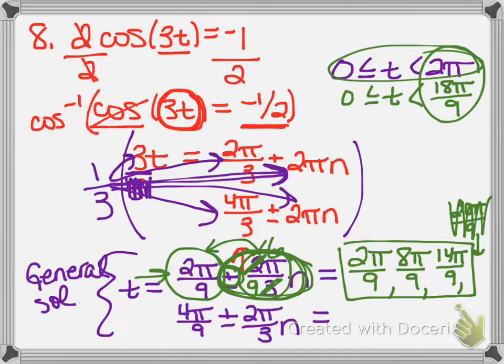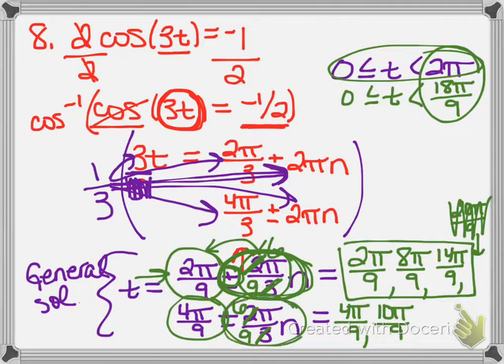And now we do the same thing with the second general solution. We're going to turn this into 6 pi ninths, so we can keep adding it and keep adding it. Our first answer is 4 pi ninths. Add this, and our next answer would be 10 pi ninths. Add this again, our next answer would be 16 pi ninths. And then we're done, because if we added it again, we would be too big. And so we got 6 answers.